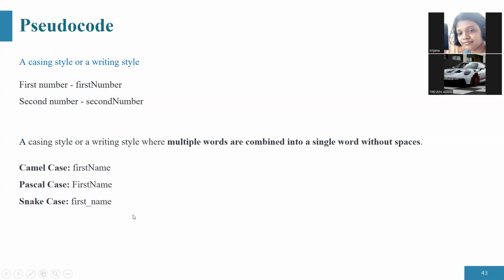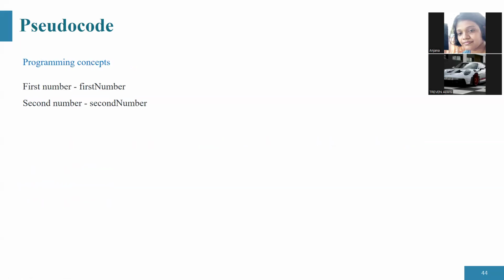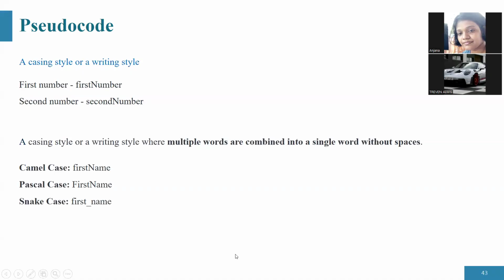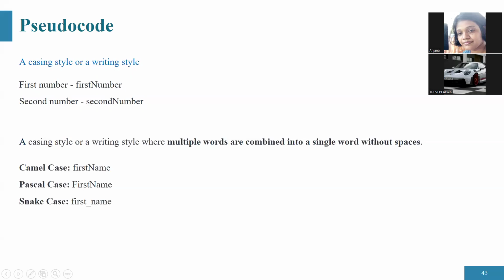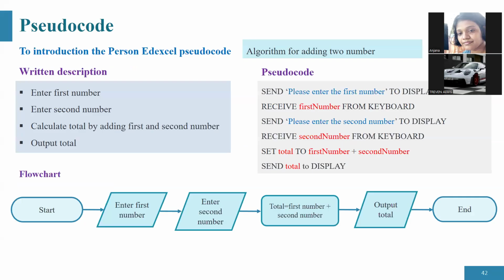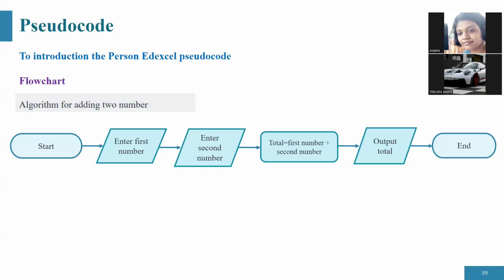Okay, the programming concept. They need to use the first number like this. This is the programming concept we are using. Now, have you understood this algorithm, flowchart, pseudocode?